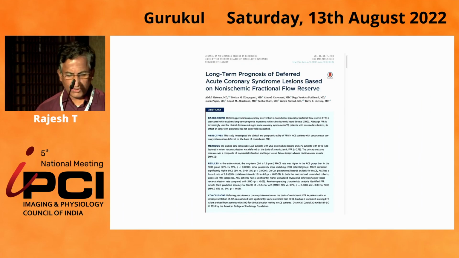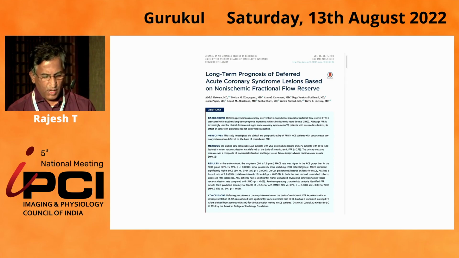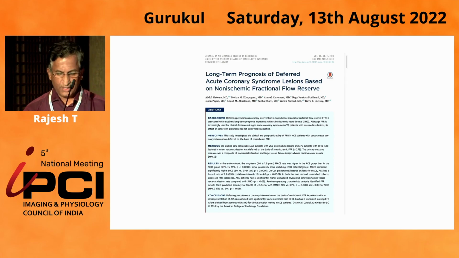Now, this is a trial which was published way back in 2016 by Abdul Hakim and group. What did they look at? They looked at patients who were deferred: a patient who presented with ACS, and after doing an FFR in the non-culprit vessels, they were kept on medical management, and they looked at the outcome of these patients at the end of a year and a half.